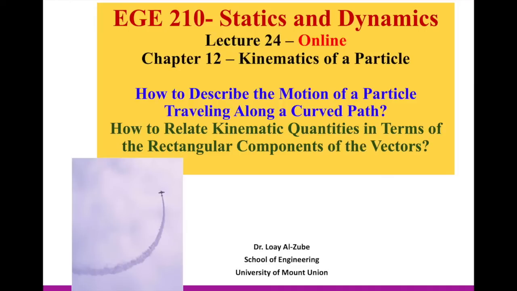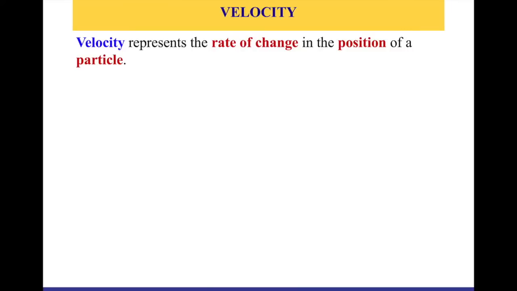We're still discussing kinematics of a particle moving on a curved line in the statics and dynamics course. In this video, I'm going to talk about the velocity. Velocity represents the rate of change in the position of a particle. We talked about position of a particle in 3 dimensions in the previous video, and now we would like to see how we can identify the velocity.